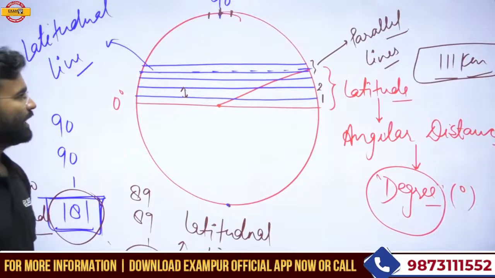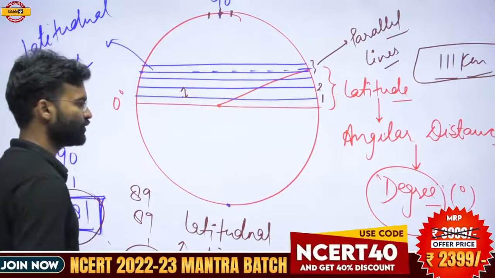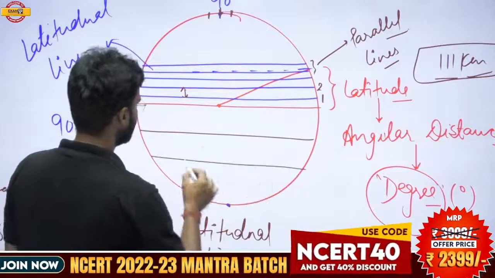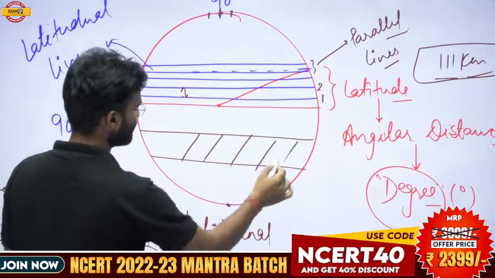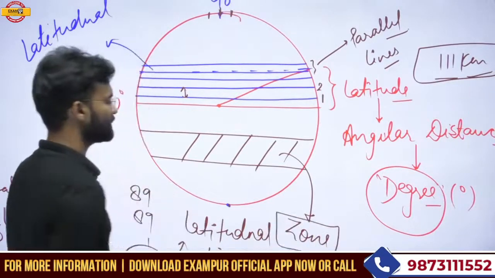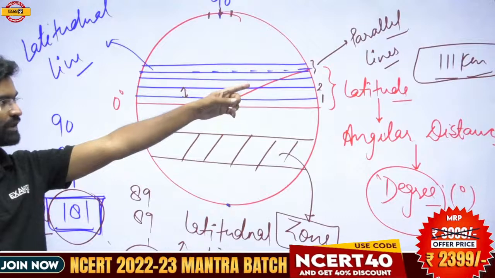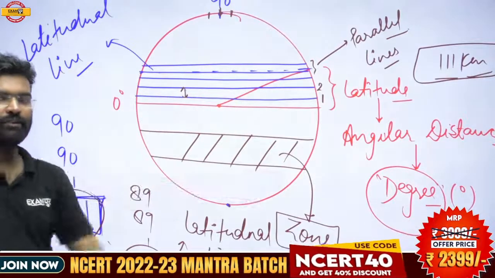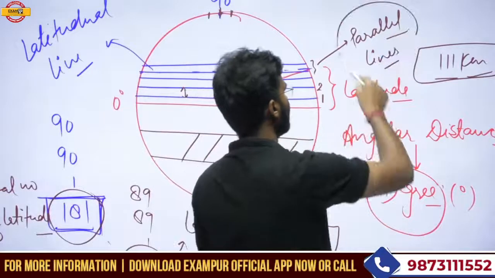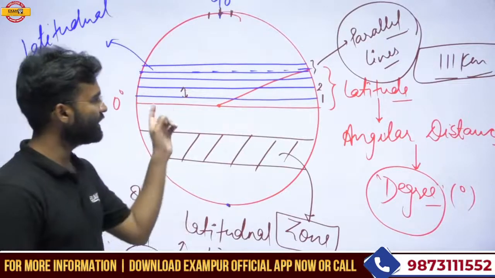These are important things. The area between two latitudes is called a zone. Suppose one latitude is here and another latitude is here; the area between them is called the zone. The distance between two consecutive latitudes is 111 kilometers and it always remains the same, and that is why latitudinal lines are always parallel lines due to the shape of the earth. If you draw parallel lines, they never intersect each other.